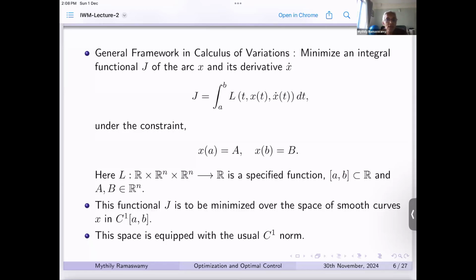So J is real valued, and you are asking what is the maximum or minimum of J under the constraint that your curve should connect point A to point B, starting at t equal to little a from point capital A and reaching at t equal to b at capital B. So this is the basic formulation of the problem of calculus of variations, and we wanted to know how we solve such a problem, in particular the Brachistochrone problem also.